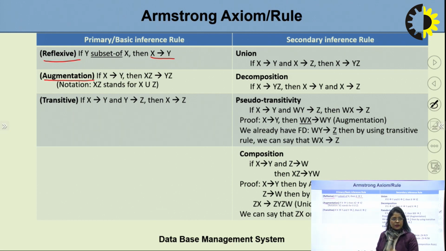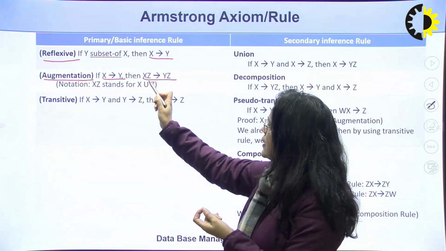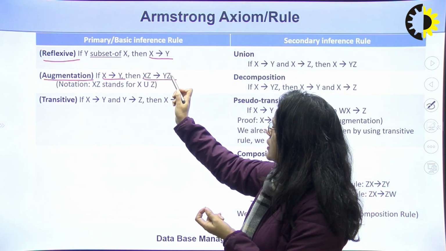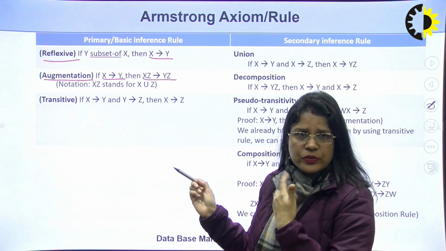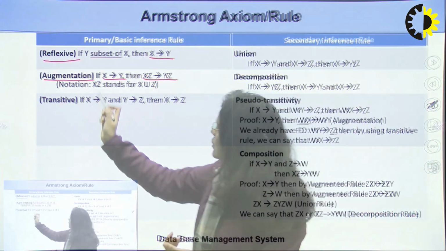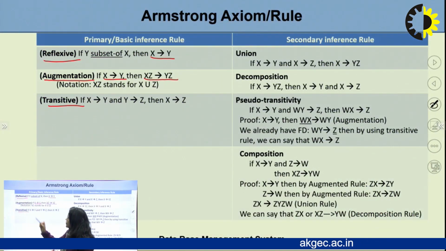Augmentation is another rule. If X tends to Y holds, then we can augment the same value on both sides of the functional dependency, the right side and the left side both. Okay, so what will we write then? Let's suppose we augment Z on both sides, then our functional dependency X tends to Y will become XZ tends to YZ. So we can simply augment the same value on both sides of the functional dependency.